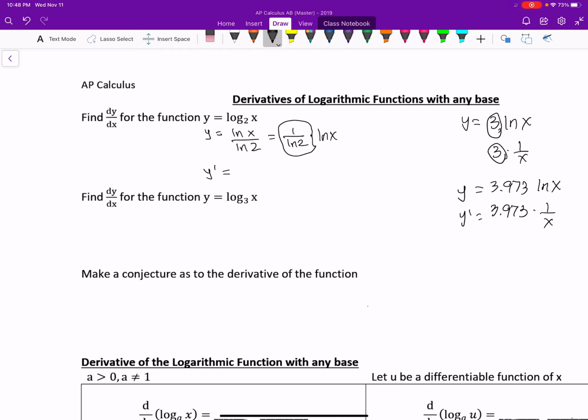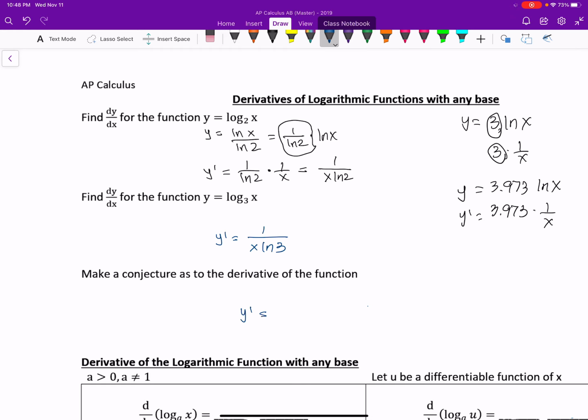So when I take the derivative of that, it becomes 1 over the natural log of 2 times 1 over x. And if I just neaten that up a little bit, it becomes 1 over x times the natural log of 2. Now I want you to try the second and also make a conjecture for the general function here. Pause it and try. That's what I'm getting for the second one. You hopefully have a little more work than I do.